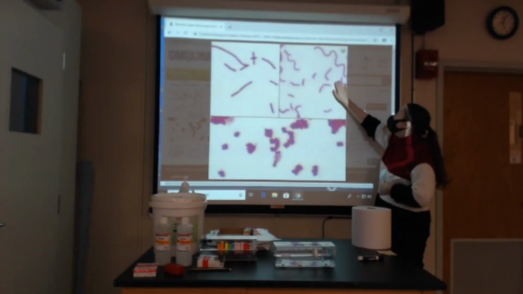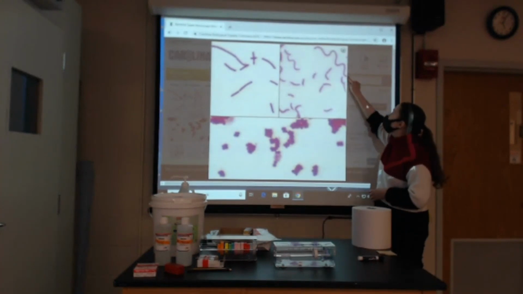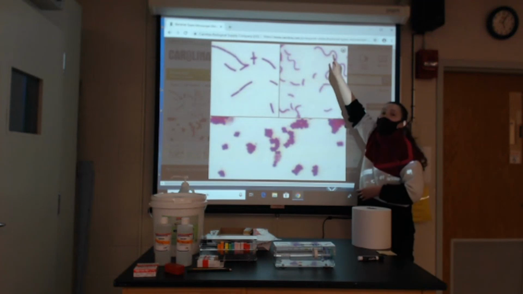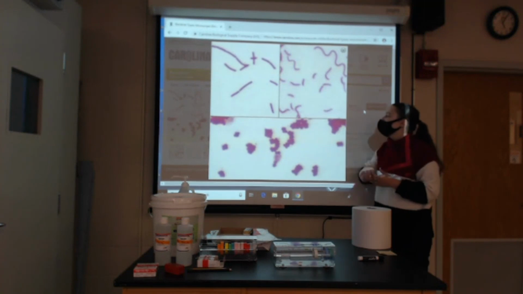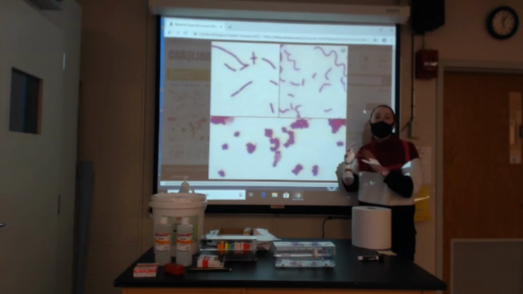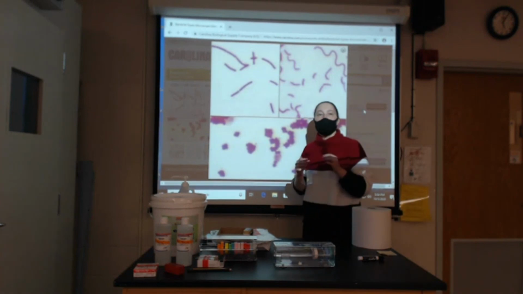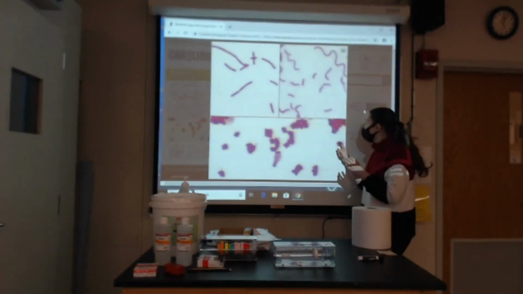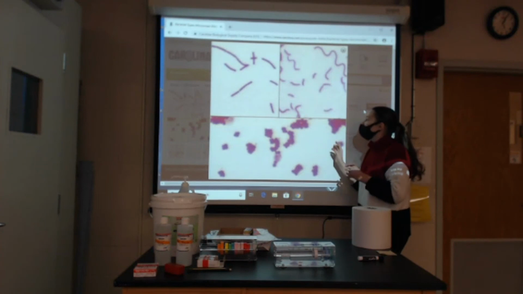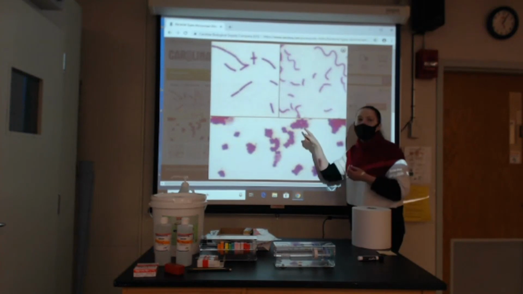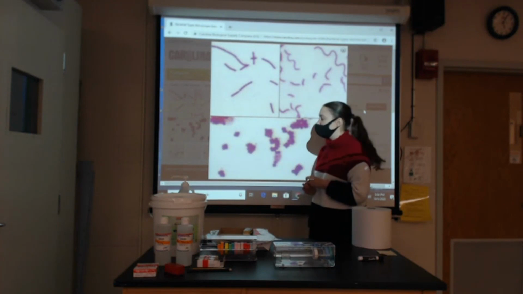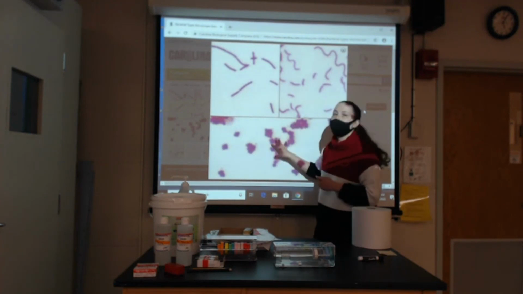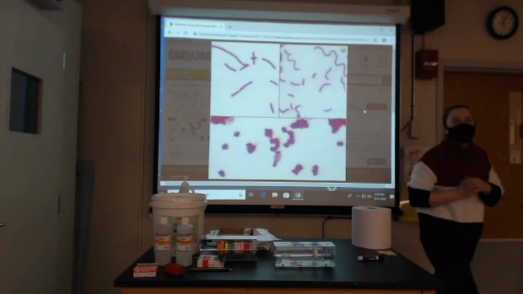The next type of shape is going to be a spirillum. The spirillum is going to have a spiral curlicue shape to it, and that's its identifying feature. And then the last one is going to be a coccus shape. Coccus is going to be spherical, so it's going to be round circles, and we see them clustered together like grapes. What is that arrangement called? So these are the three images that you should be able to see.